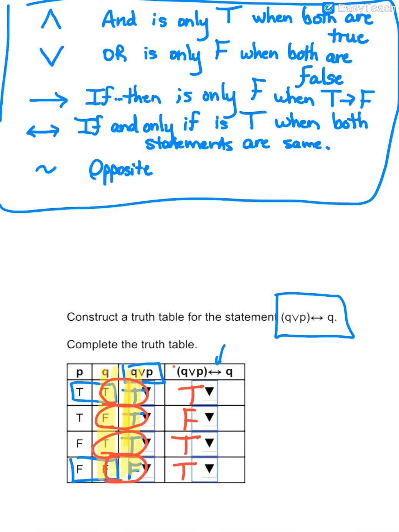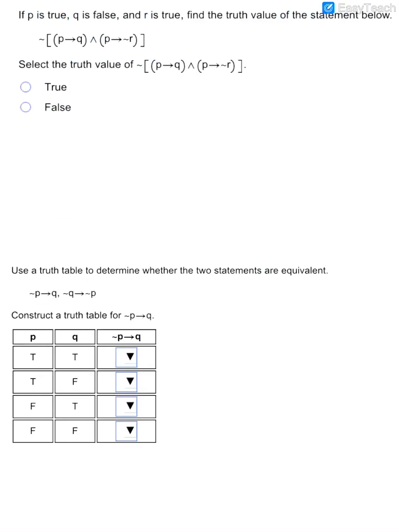So these are my final answers in terms of that truth table. All right, when I look at the next one, here they're telling me certain starting values, so I'm just going to fill those in. They're telling me P is true, so that would be a true here. Q is false, so that would be a false.